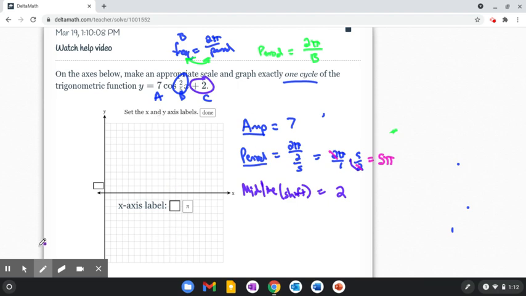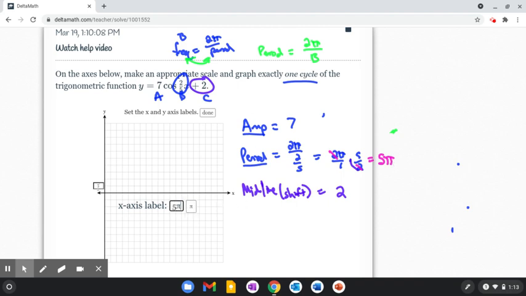All right. So before you do anything, you have to label your axes. You have to give it a scale. For the Y, it's always easiest just to use 1 as your scale. For the X-axis label, the easiest thing to do is always just use whatever your period is. So I'm going to do 5 pi because that's my period.